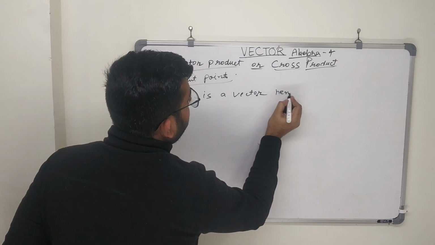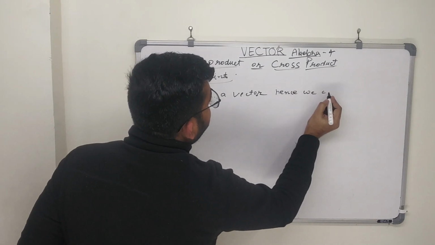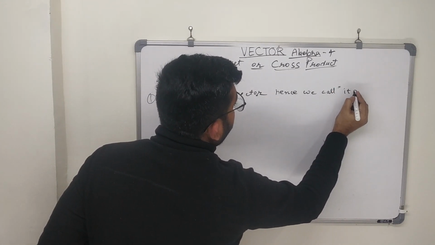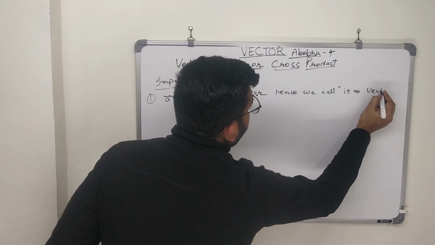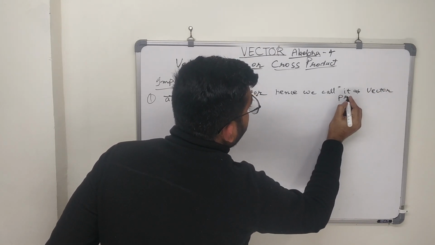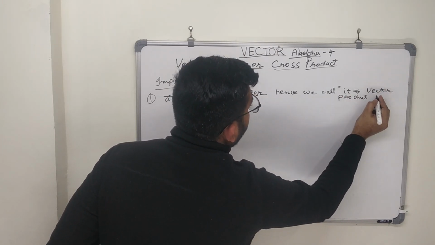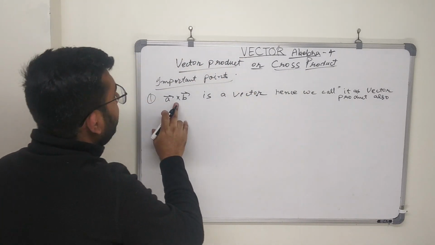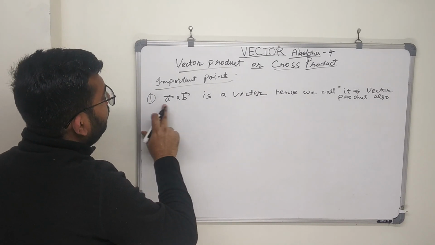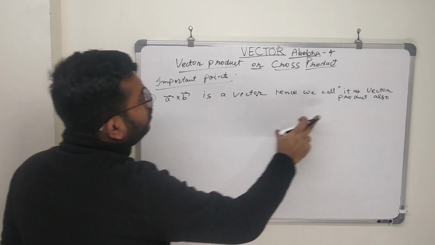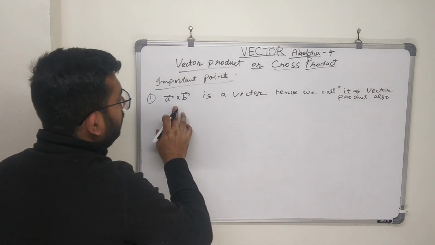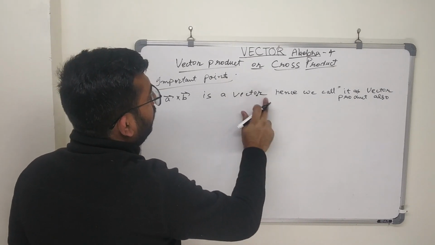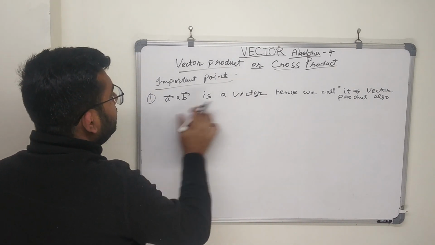Hence we call it as vector product also. We first call it as cross product because we are using the cross symbol in between the a vector and b vector, but we also call it as vector product because as a resultant of a vector cross b vector we get a vector quantity. So please note down this first point.